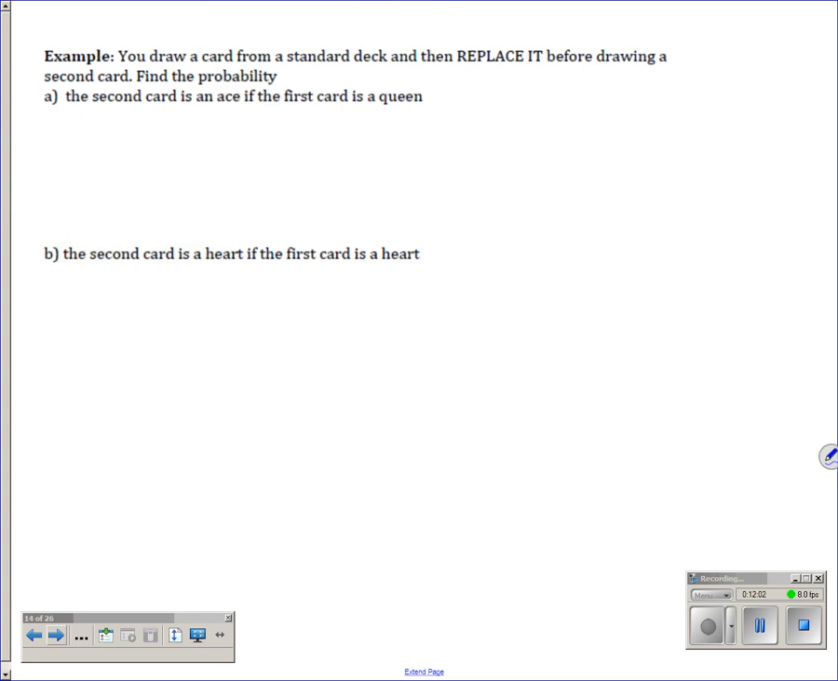I do want to do this problem just because I do a lot of problems with drawing a card from a deck of cards. So if you don't know anything about a deck of cards, I'll have it posted on the board when you take a test or something. So if you have any questions about it, just ask me. I don't think that would be the reason you get the problem wrong. But it says that you draw a card from a standard deck, replace it, so that means independent, before drawing a second card. Find the probability that the second card is an ace if the first card is a queen.